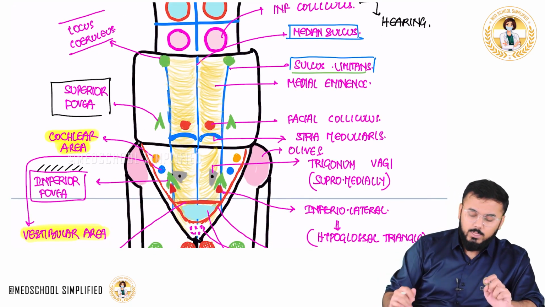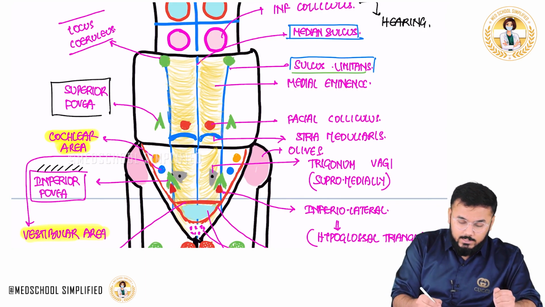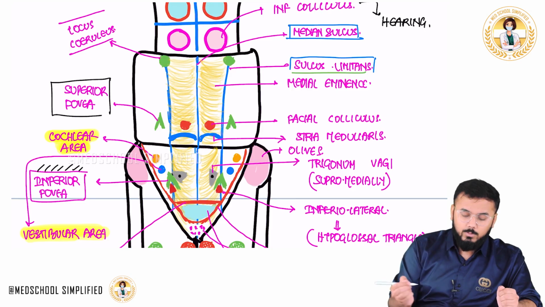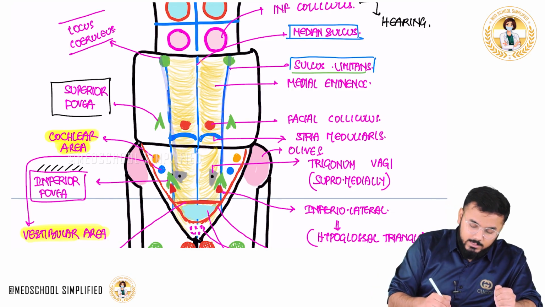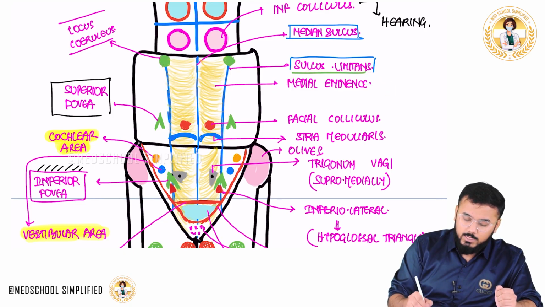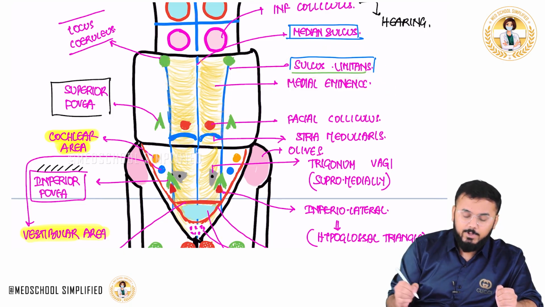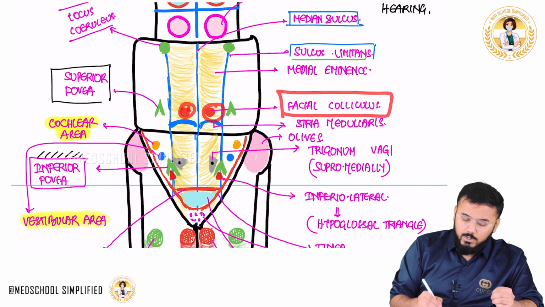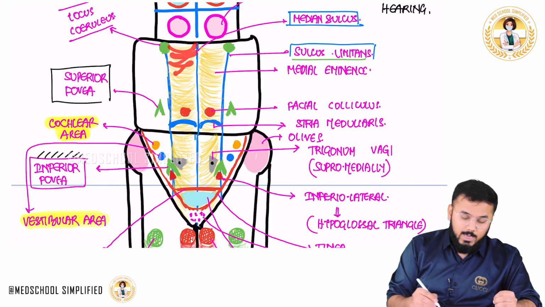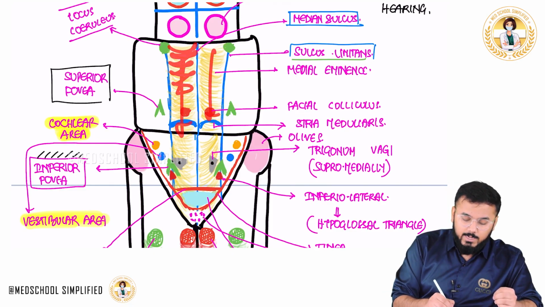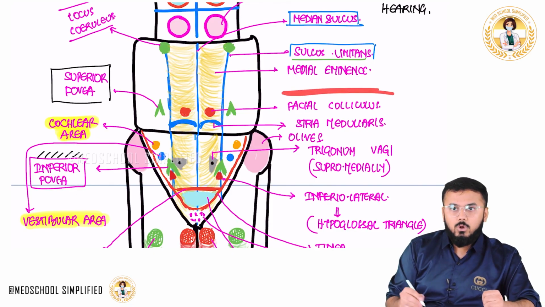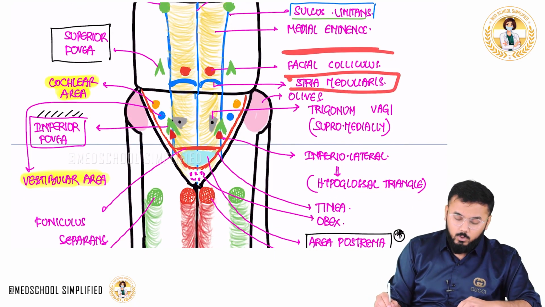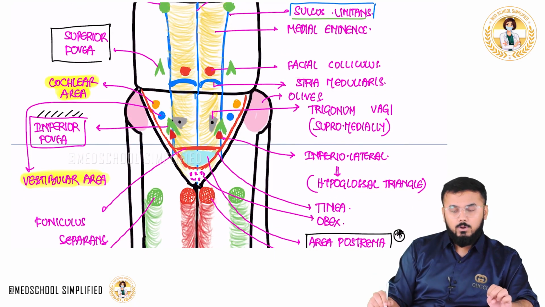Okay. So down here we have got something called the median sulcus. Let us discuss right now. See this line called the median sulcus, right? On either side of the median sulcus, you see these two lines. These two lines are called the sulcus limitans. Next, in the lower part, these two nuclei are called the facial colliculus. And this swollen area or longitudinal ridge, you call it the medial eminence. Okay, down here you have got something called the stria medullaris.